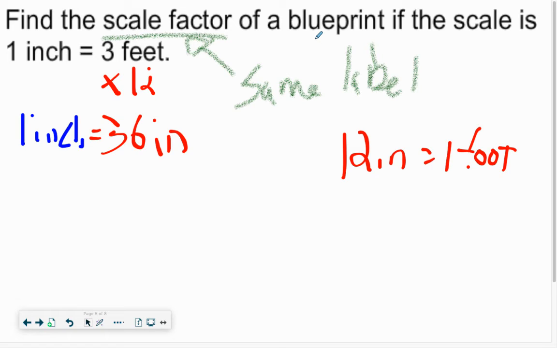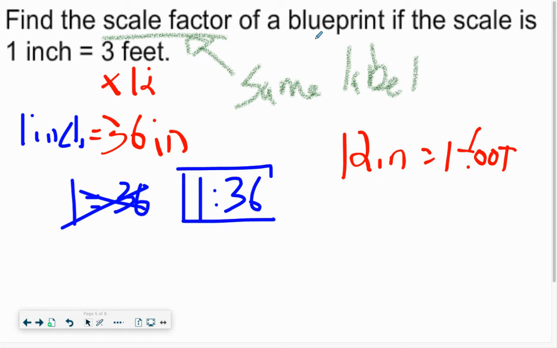And now from there, do they have the same label? When we say yes, they do, that is where we then write our final answer out with just the numbers. So 1 equals 36, or most likely what you would rather see is 1 to 36. The scale factor of 1 to 36, meaning 1 inch to 36 inches, is how that scale factor works. So when you're looking at it, that's what we have.